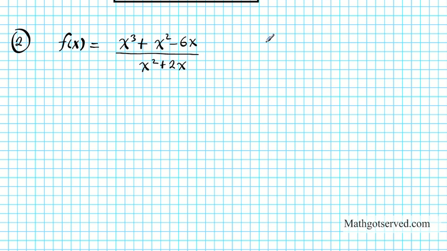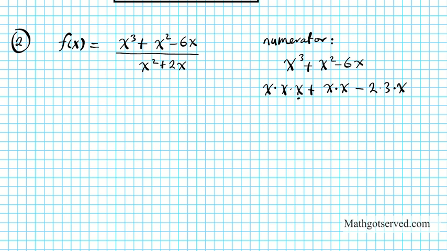Okay? So let's start with the numerator. The numerator is given by the cubic polynomial, x to the third plus x squared minus 6x. Is there anything common that I can extract from this polynomial? Well, let's see. If I break it down into x times x times x plus x times x minus 2 times 3 times x, you can clearly see that x is common. So I can extract an x from all three terms. So we're left with x times x squared plus x minus 6.